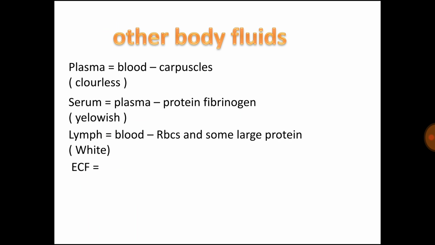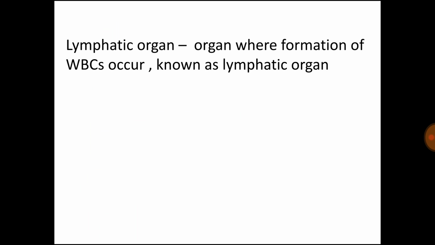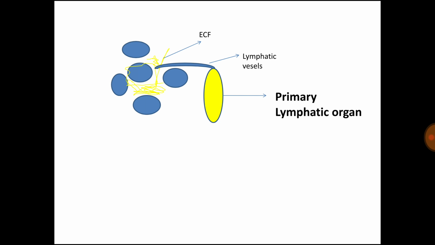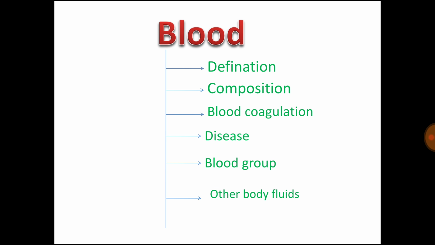ECF is extracellular fluid, and the lymphatic organ is where formation of WBCs occurs. Example, the spleen. This is the cell, where in the surrounding area some fluid is present, known as extracellular fluid or ECF, which goes through vessels known as lymphatic vessels, moving into the organ through these vessels, known as a primary lymphatic organ or lymphatic organ, where WBCs and antibodies are formed or found.